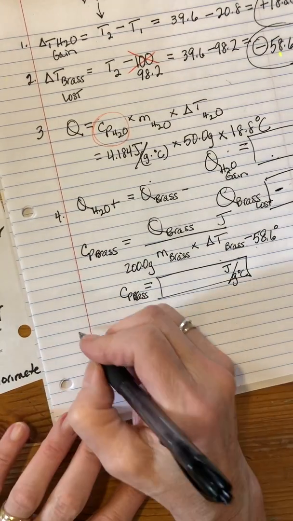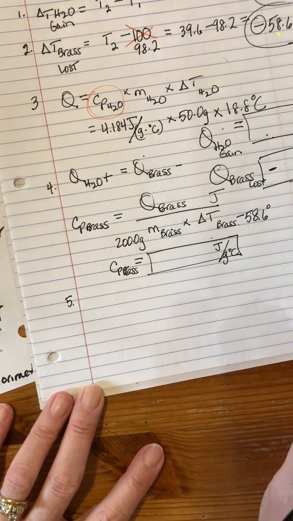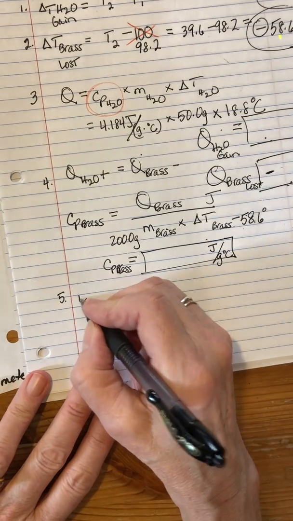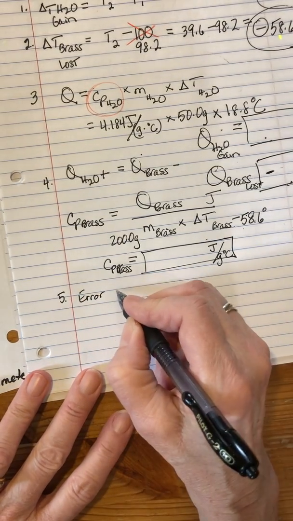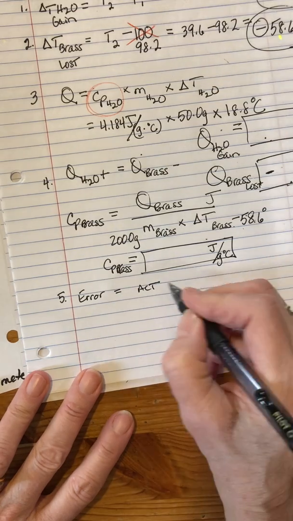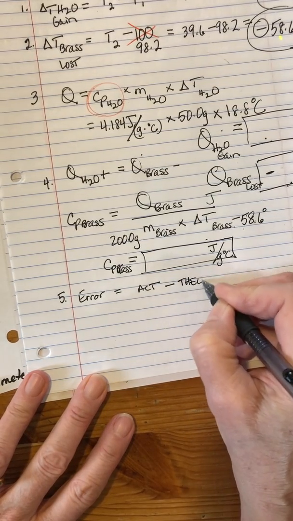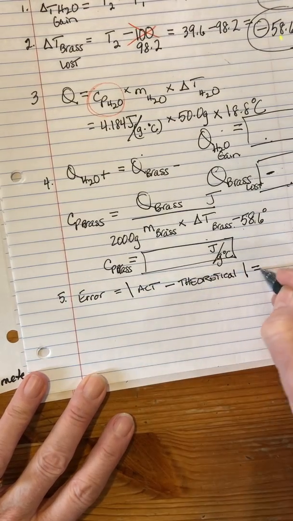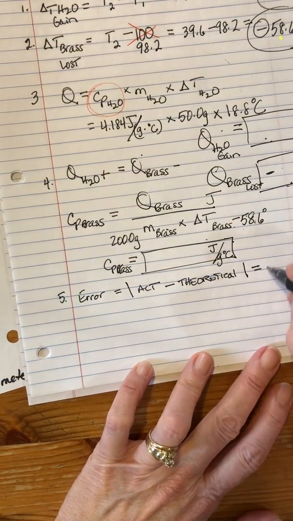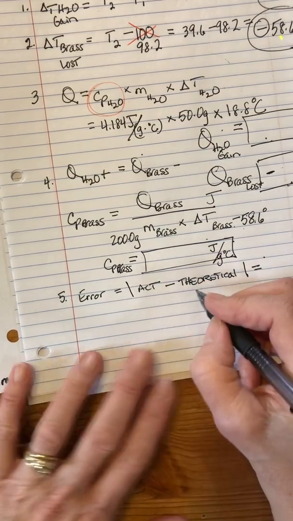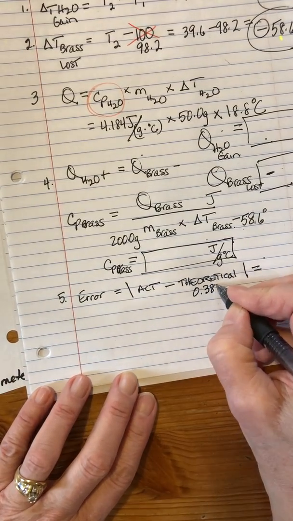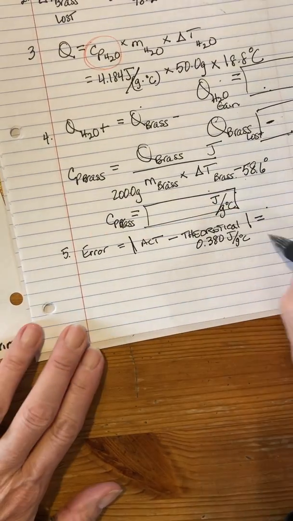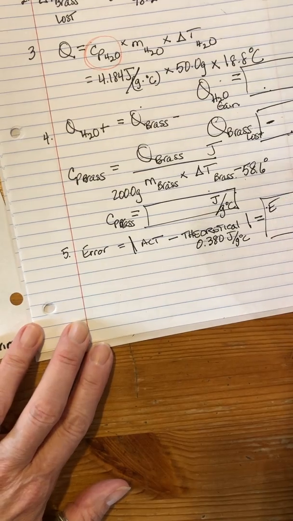degree C. Question number 5 asks you to find the absolute error. Error is the actual value you got in the lab minus the theoretical value that you're supposed to get. And we find the absolute value of that. So whatever number you get in 4 minus the theoretical, which is in the lab paper, 3.80 joules per gram degree C. So this is your error.